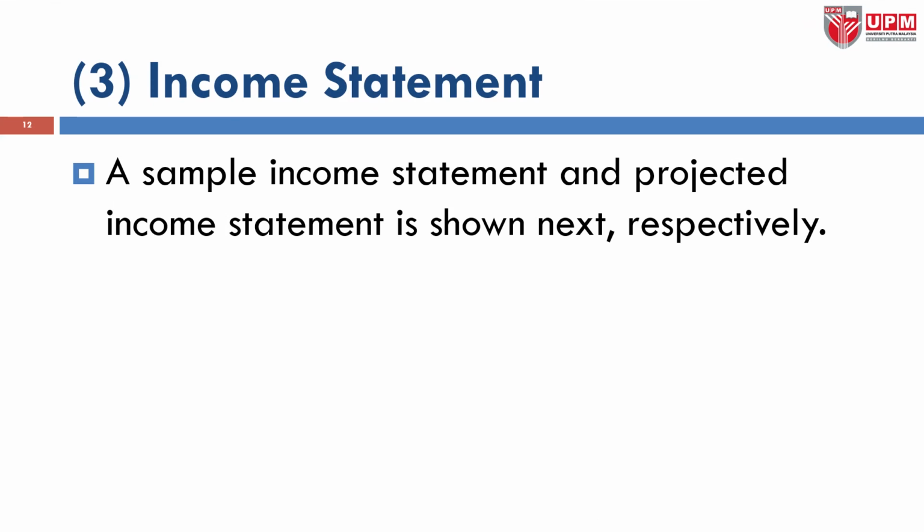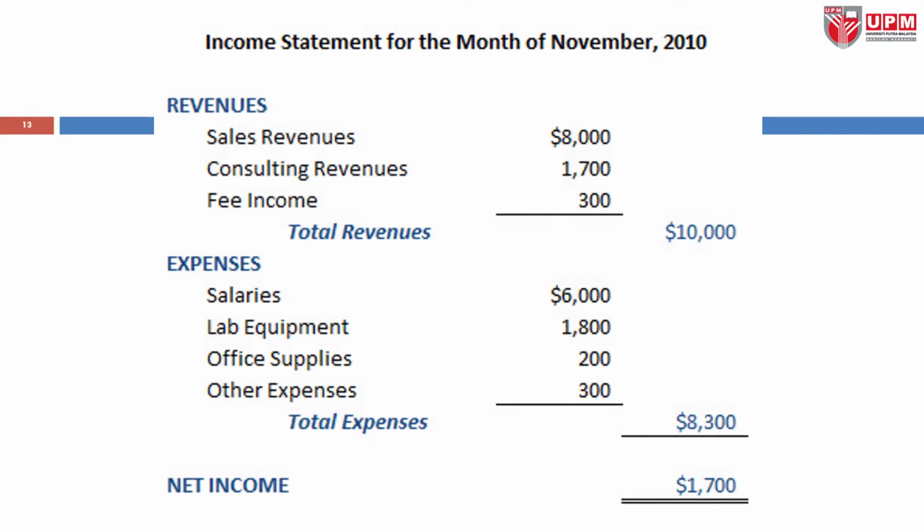A sample income statement and also projected income statement is shown next, respectively. So this is an example of an income statement for a particular month of November 2010. So we have the elements of the revenue, we have the elements of the expenses, and the element of the net income. In the breakdown of the revenue, we may have sales revenues, consulting revenues, and fee income, and the total revenue is being highlighted on the right hand side of the column.